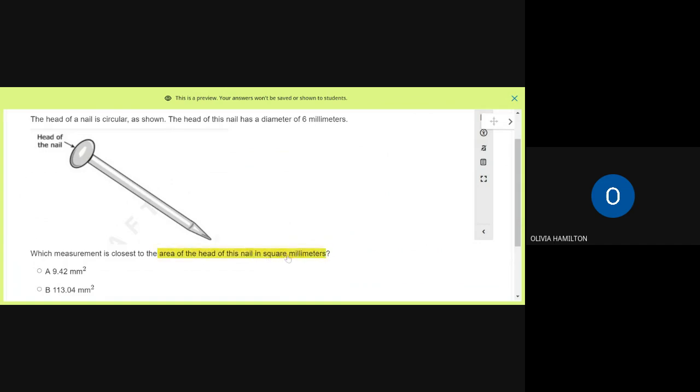The square millimeters just mean we are finding area. Anytime you see square and a unit after, that's a hint to find area, and along it also says to find the area. So it's telling you twice, loud and clear, find the area. And the head of the nail. What do we know about the head of the nail? The head of the nail is circular. So since the head of the nail is circular, we're finding the area of a circle. It also says it has a diameter of 6 millimeters. That also lets us know we're talking about a circle because only circles have diameters.